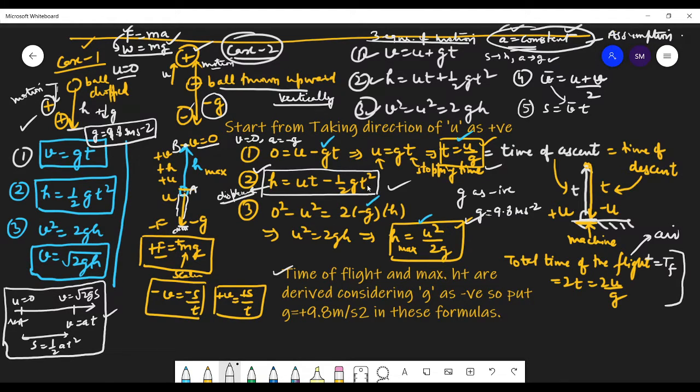You simply put the value of t, you simply put the value of u. Only g is constant, right? So put the value of u and t, and this will tell you where the ball will be, how far the ball will be from the initial position. If h is positive, it means it's in the upward direction. If h is negative, it means it's downward. So this formula is of great use. Got my point?